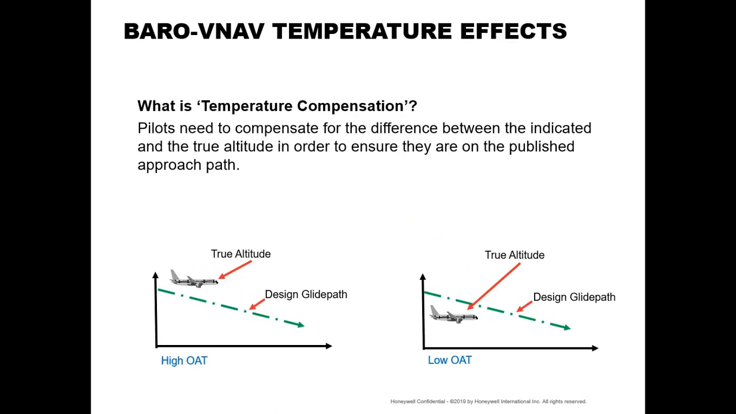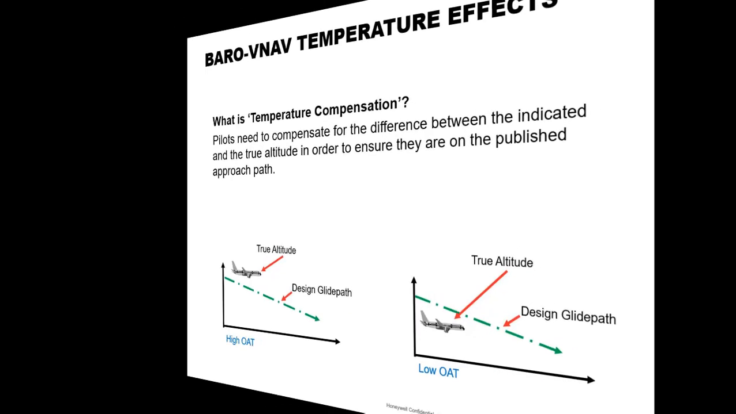Because of this effect on barometric pressure altitude indication, pilots need to compensate for the difference between the indicated and the true altitude in order to ensure they are on the published approach path. Colder temperature airports, for example, would otherwise present potential danger as the aircraft dips below the designed glide path of an approach, leaving the aircraft vulnerable to obstacle threats, while the pilot may believe the aircraft is operating at the correct altitude.